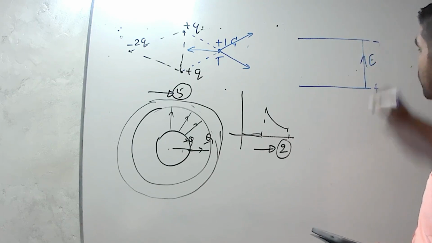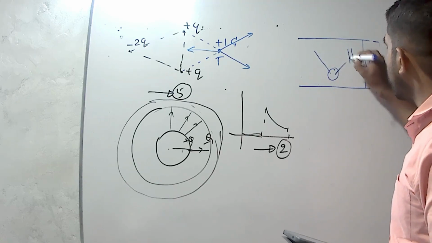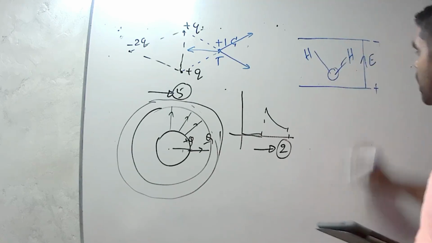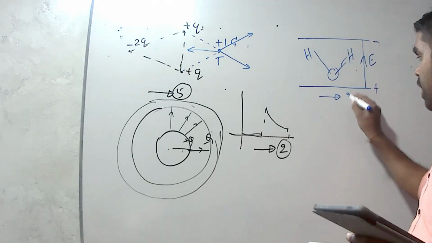This one is positive, this one is negative. Therefore, the electric field is in the upward direction. Oxygen should be on this side, then hydrogen should be on this side. Then the correct position is the second one. The second one is the correct answer.